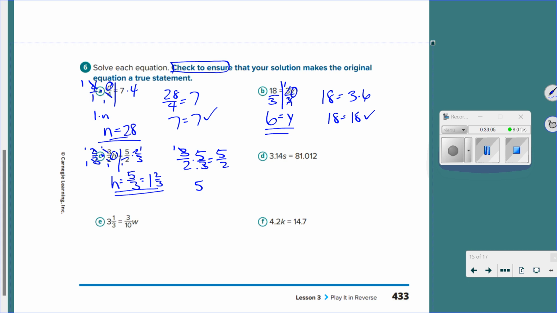Here's my variable. The opposite of multiplying by 3 and 1/4, 3.14, is dividing by 3.14. Those go away. So 81.12 divided by 3.14. Remember, I need to get rid of the decimal in my divisor. So 314 is going to go twice. 628, 1 8 going down to 1, 1,800 is going to go 5 times.